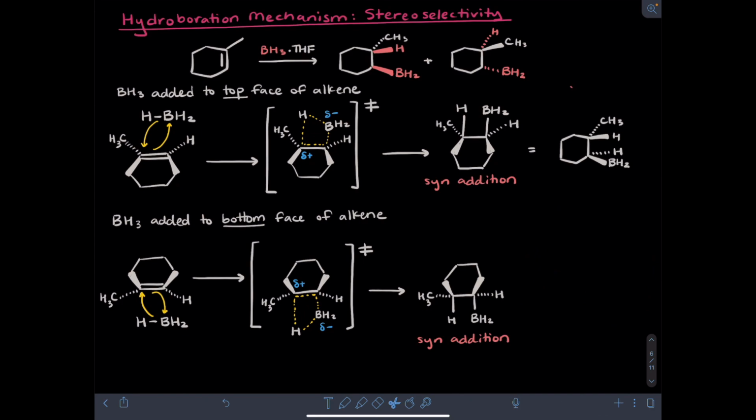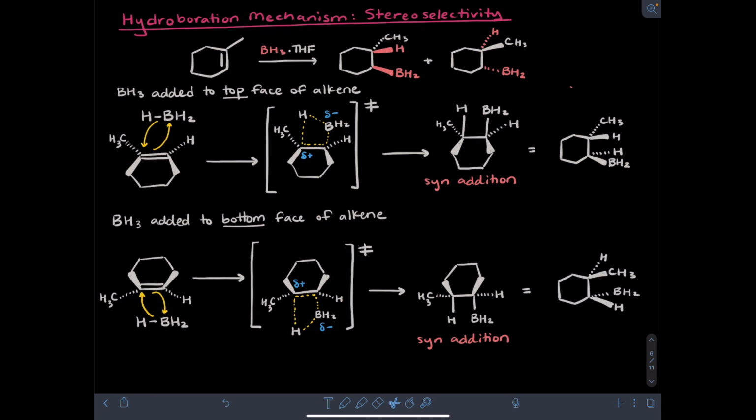After this step, the pi bond has broken, the carbon-boron bond has formed, and the carbon-hydrogen bond has formed. Because this all occurred in a single step, the H and the BH2 were added to the same face of the alkene, and I would call this a syn addition.